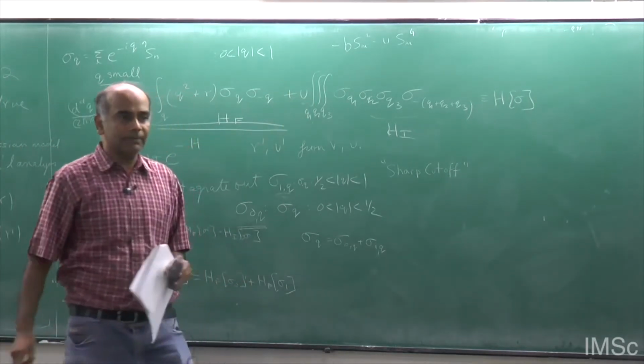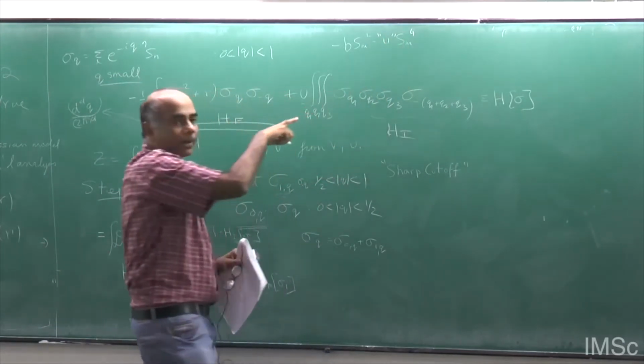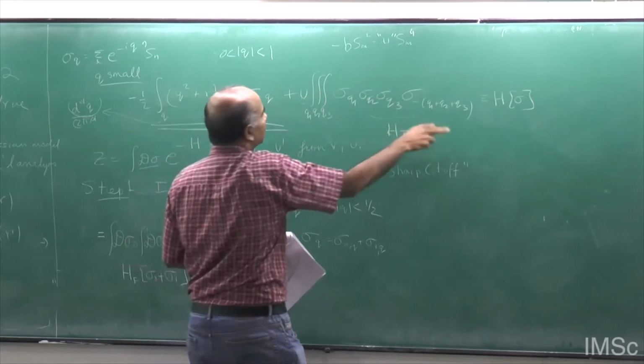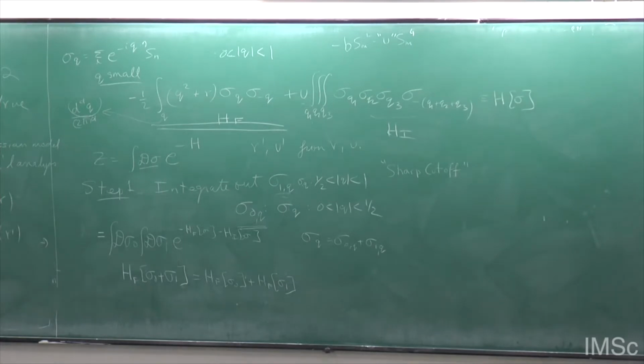Generically, a fourth power will be some, you start with the initial model, you'll get some power here, but I'm just calling the whole thing U. It will be some quartic in the sigmas.